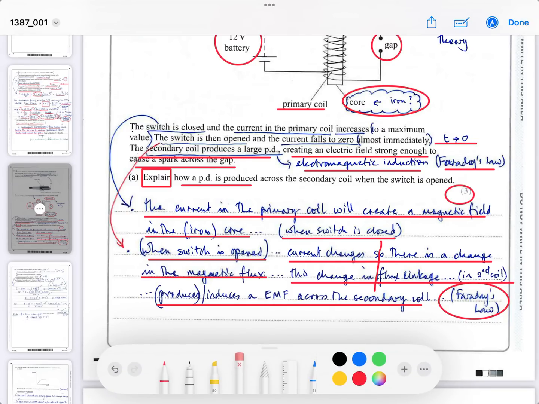Okay, I'm just going to rub out this line that I drew accidentally. Anyway, I hope that makes sense to you.